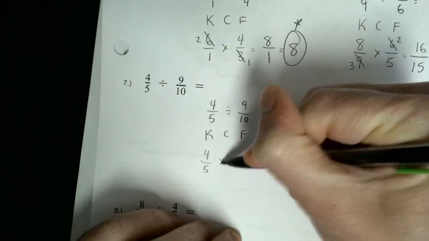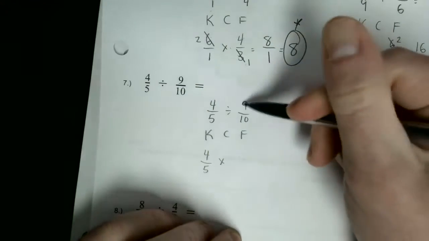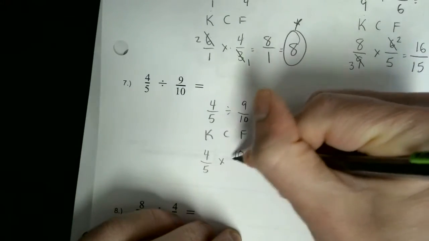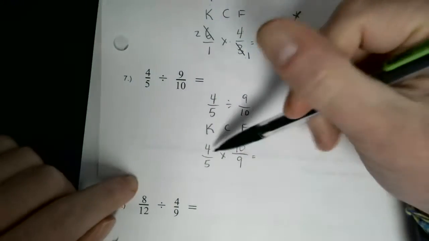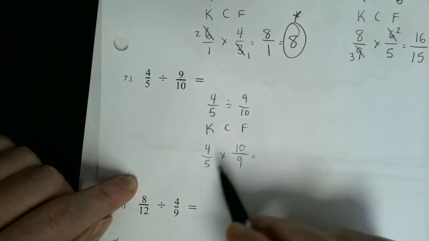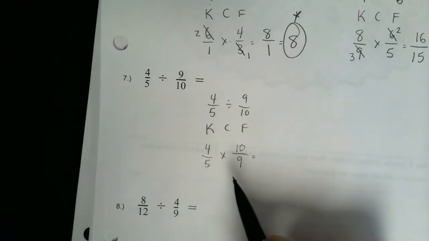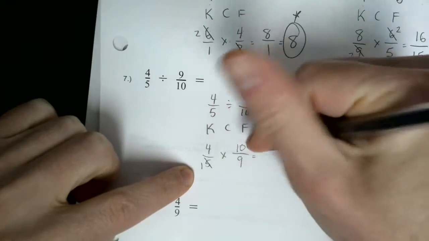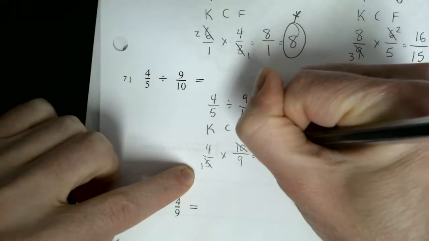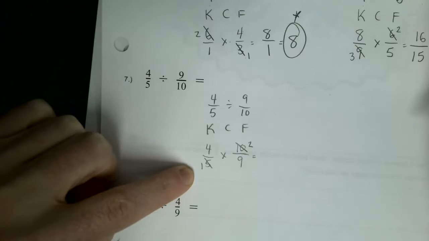Change that division. Changing it. 9/10 becomes 10/9. I'm looking diagonally. Can I do anything? Well, 4 and 9 don't have a common factor, but 10 and 5 do. You can divide those both by 5. 5 divided by 5 is 1. 10 divided by 5, that's 2. That's all we can do here.